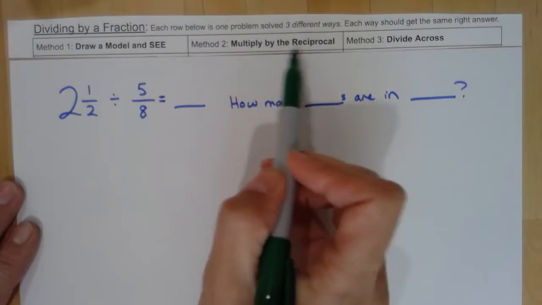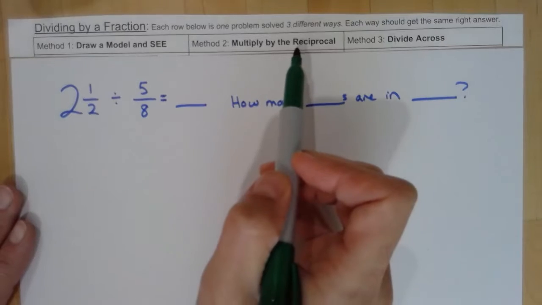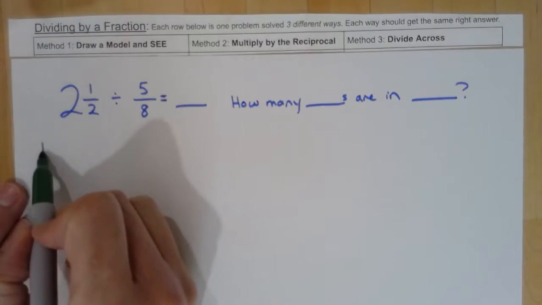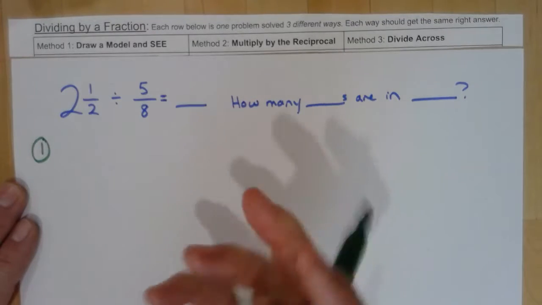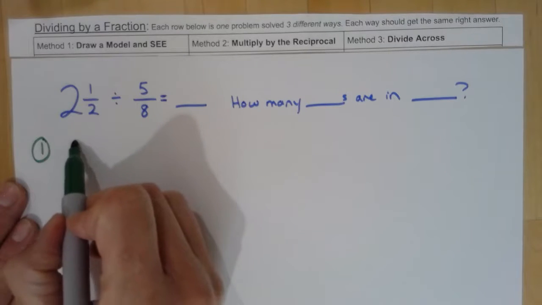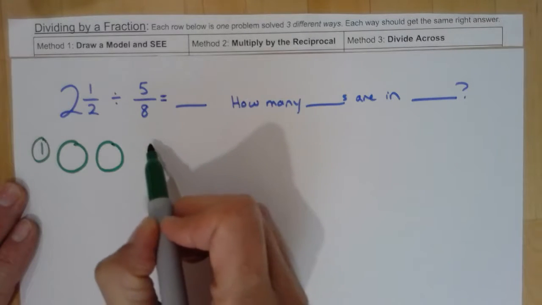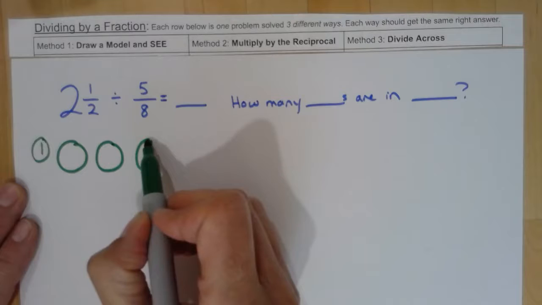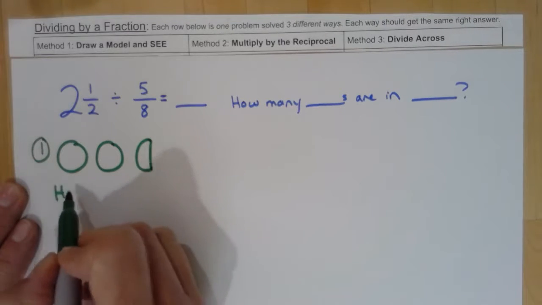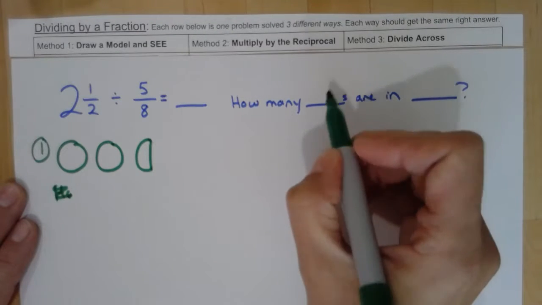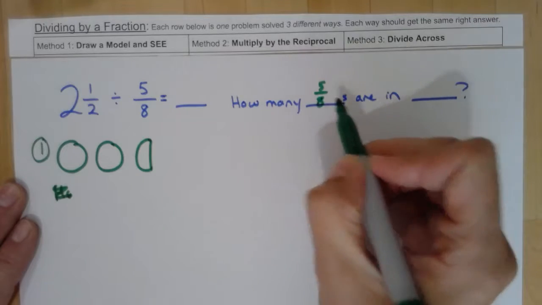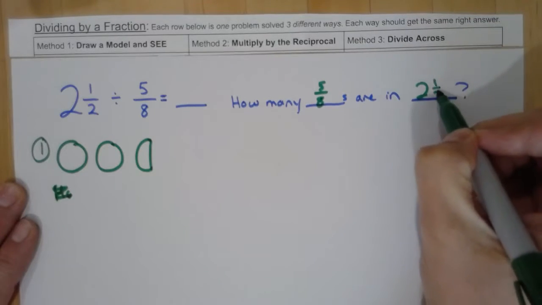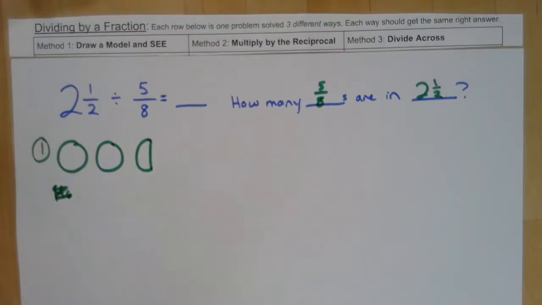We'll do method 2 second. That's probably what you might think to jump to. But let's start with our new method, the first method of drawing a model so we can see. So we're going to draw 2.5. And the question we want to ask ourselves is how many 5/8 are in 2.5? So there's 2.5. How many 5/8 are in there?